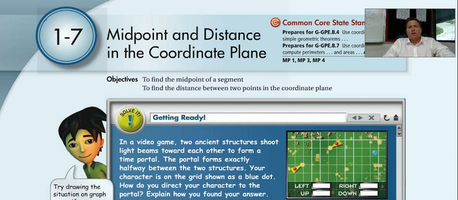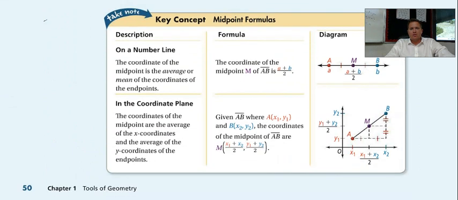Alright, welcome. We're going to do 1.7, midpoint and distance in the coordinate plane. So make sure at the top of your page that you have this written down. Our objective is to find the midpoint of a segment and to find the distance between 2 points in the coordinate plane. So something that we're going to really need to know and be really good at, because we're going to be using this all throughout.